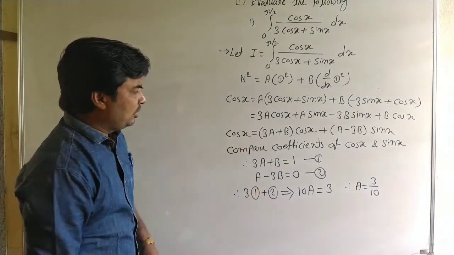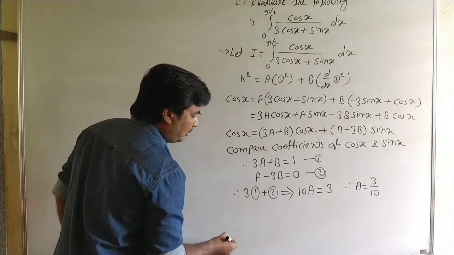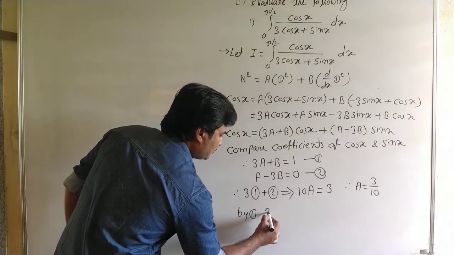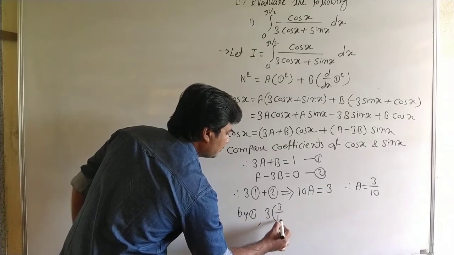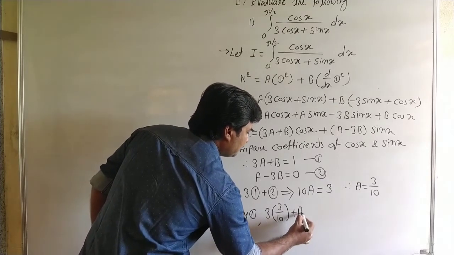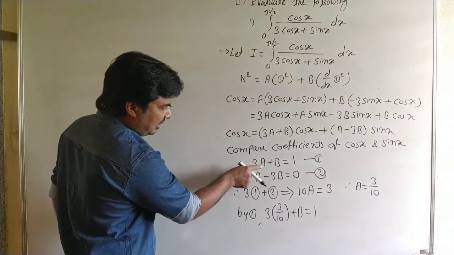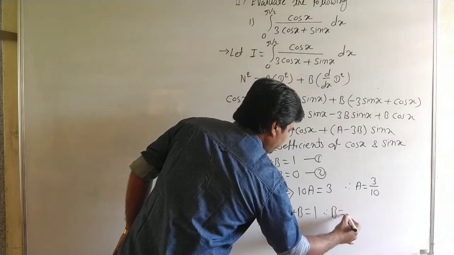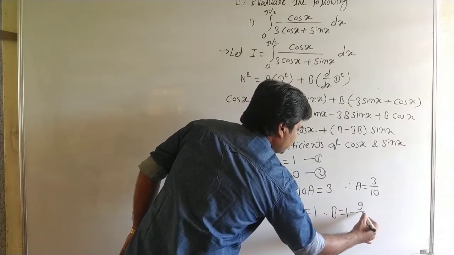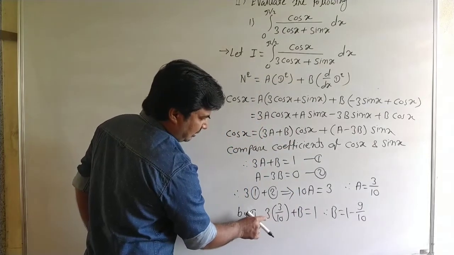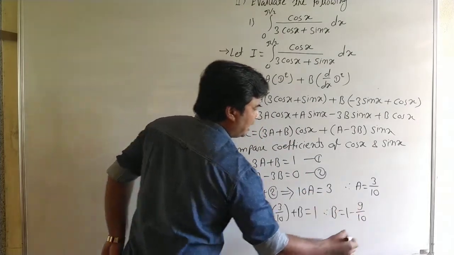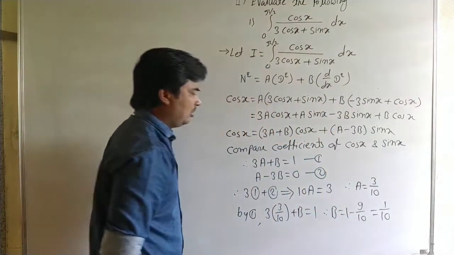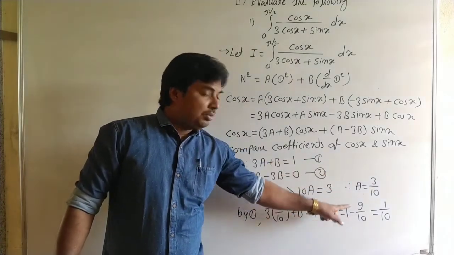Now by using equation number 1 or 2 we can find the value of b. Now by 1, 3a plus b is equal to 1. By 1, 3a is 3 into 3 by 10, and therefore b is equal to 1 minus 9 by 10. Taking RHS, that is 1 minus 9 by 10, it is 10 minus 9, that is 1 by 10. That is the value of b. So a is 3 by 10 and b is 1 by 10.